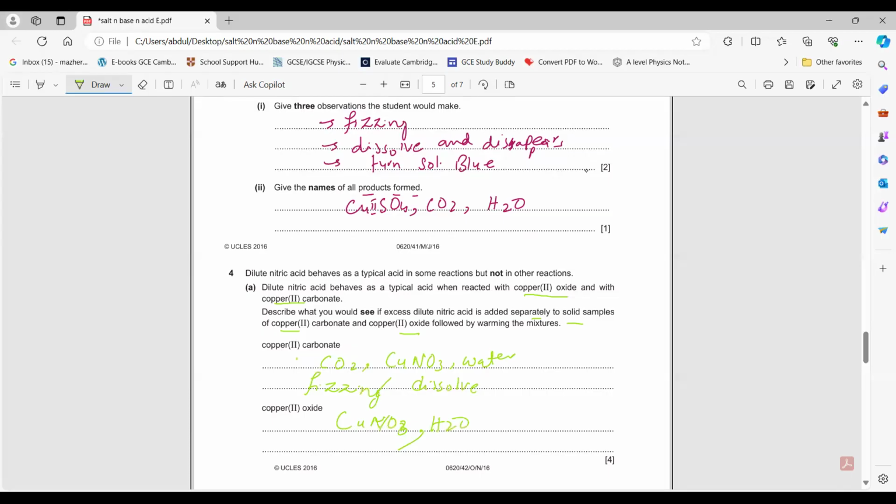एंड कॉपर कार्बोनेट से वो कॉपर नाइट्रेट बन रहा है, तो कलर वी डू नॉट नो अबाउट दैट. ब्लू सोल्यूशन फॉर्म हो जाएगा. कॉपर नाइट्रेट का कलर क्या होता है? ब्लू होता है.